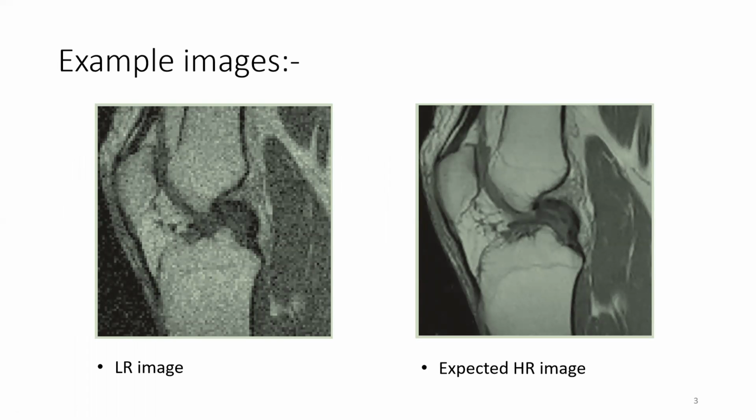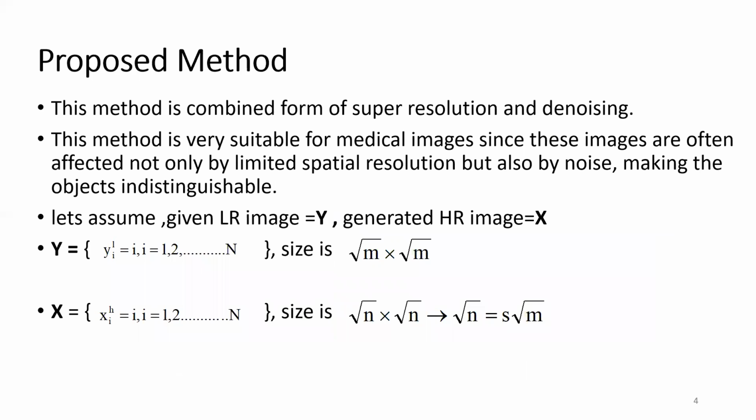Let's look into these pictures. This is the low resoluted noisy image, and it contains some additive white Gaussian noise, and we are estimating the highly resoluted image. This is the knee part of a human being. We are going to estimate the highly resoluted images. So by using this method, we are going to estimate the HR image. As I mentioned earlier, this method is mainly used in some medical fields.